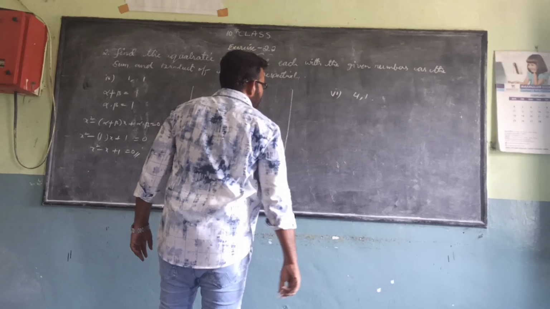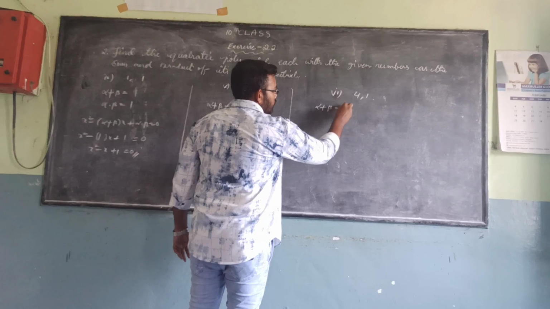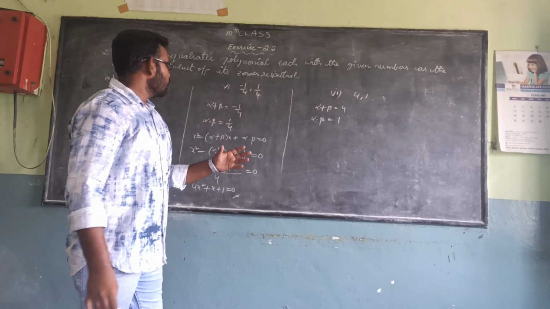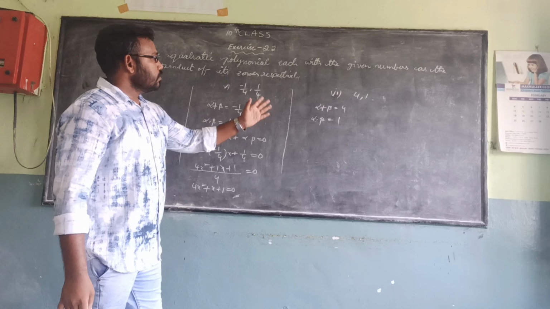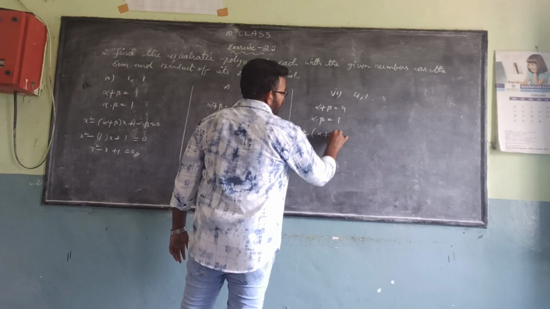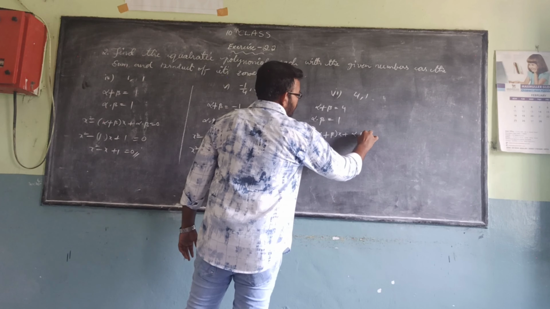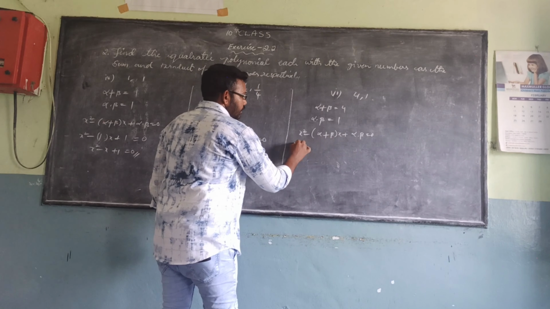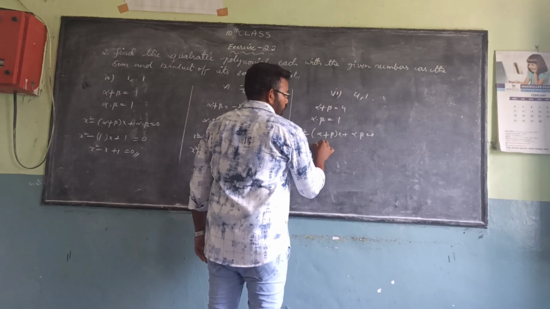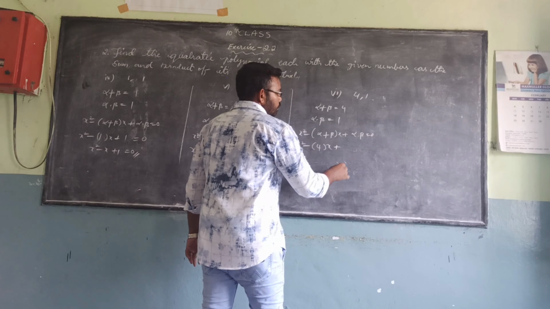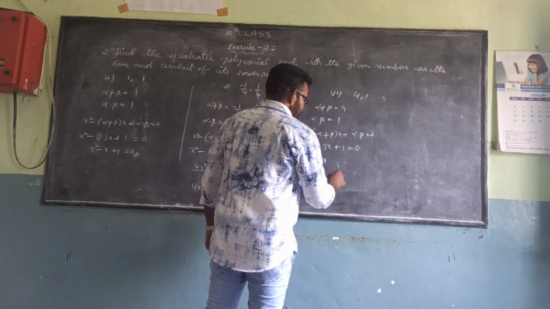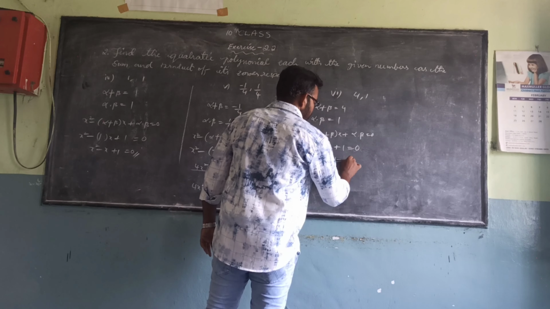Next, last one, here alpha plus beta is equal to 4 and alpha into beta is equal to 1. The general form of the quadratic equation when product of the roots and sum of the roots are given: x square minus of alpha plus beta into x plus alpha into beta is equal to 0. So here x square minus 4 into x plus 1, that is equal to 0. So x square minus 4x plus 1 is equal to 0.